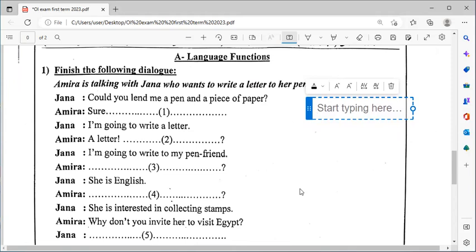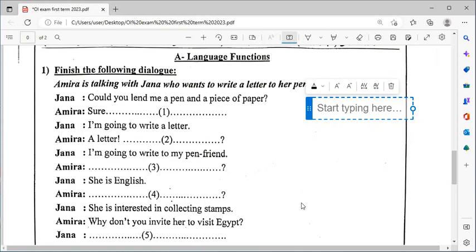Could you lend me a pen and a piece of paper? Sure, I'm going to write a letter. I'm going to write to my pen friend. She's English here. We are talking about her nationality. She's interested in collecting stamps. Why don't you invite her to visit Egypt? Let's start with the first item.